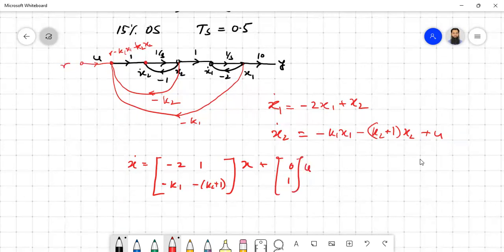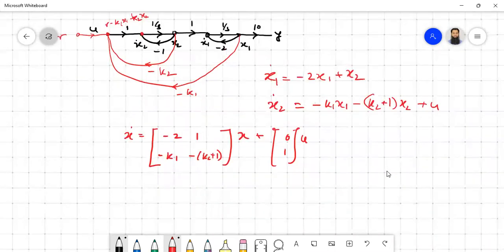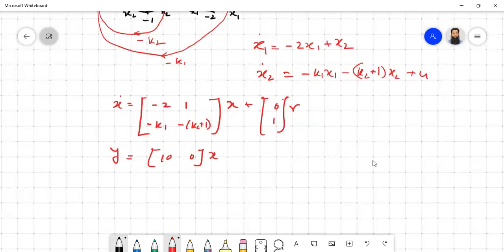Because we already modified u, it would be wrong to call it u; it will now be r. And what is our output? Output y equals [10 0] x. Now, what is the characteristic equation from this new system matrix?